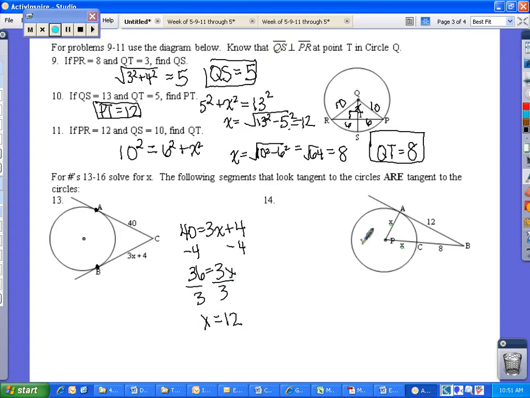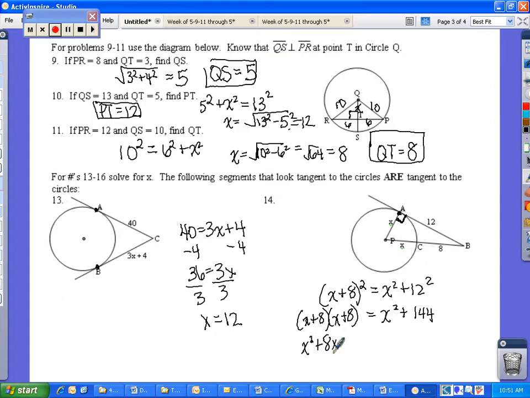This one over here, again, this is a tangent. That means that this is a 90-degree angle and you have a right triangle. So therefore you have to solve. Again, this is your hypotenuse, so that's going to be x plus 8 squared equals x squared plus 12 squared. Now to solve this I have to FOIL. So it's going to be x plus 8 times x plus 8 equals x squared plus 144. So therefore when I FOIL, that's going to be x squared plus 8x plus 8x plus 64 equals x squared plus 144.